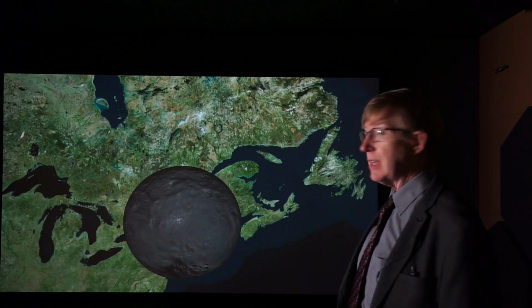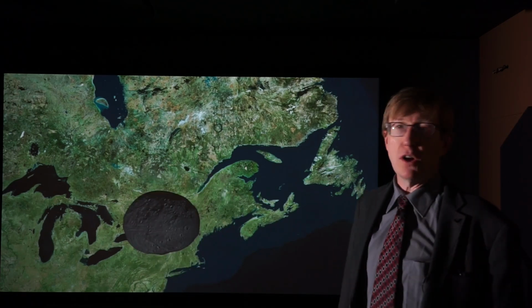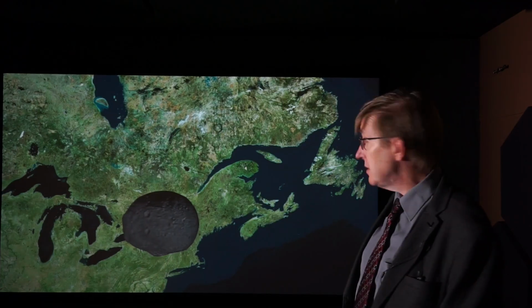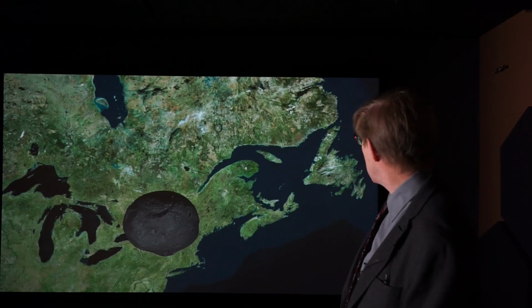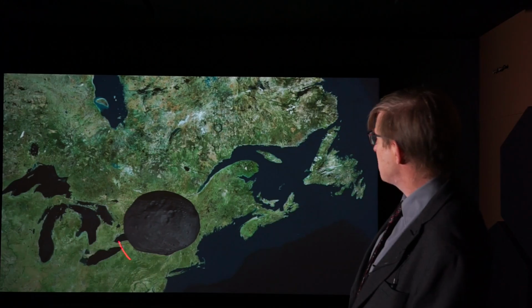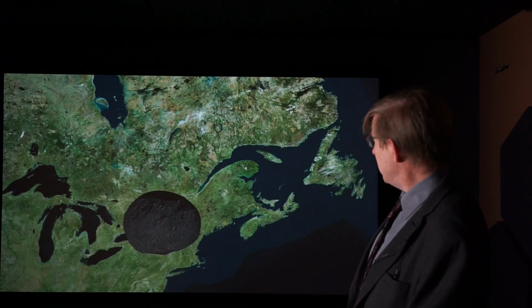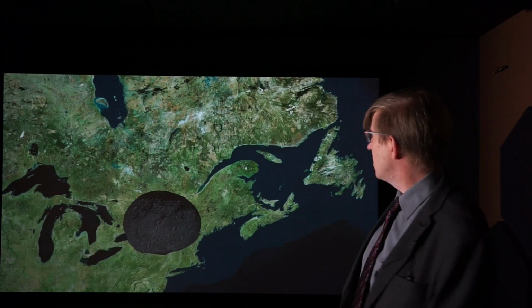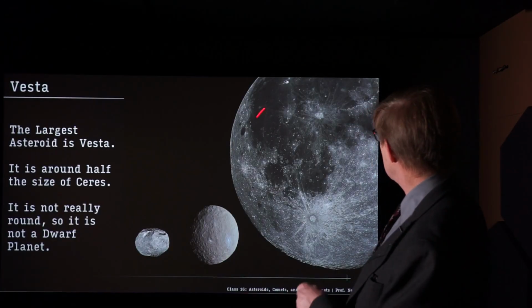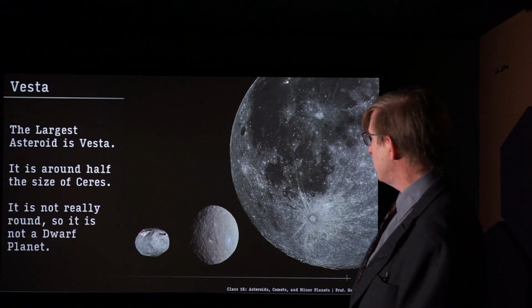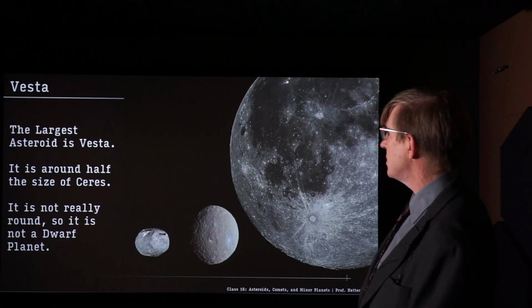So after Ceres comes the object called Vesta. Now Vesta, as you can see, is around half the size of Ceres. It's around 500 kilometers across, so sort of the size of the Great Lakes region. Vesta looks different than Ceres. You can see it here in relative scale: the moon, Ceres, which is a lot smaller than the moon, and then finally Vesta, which is smaller than Ceres.